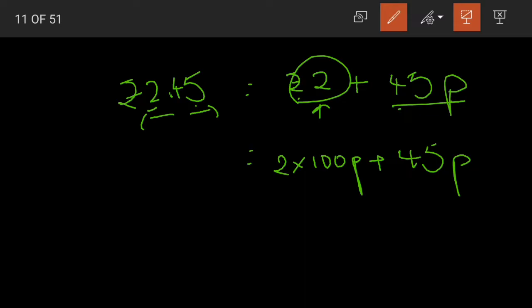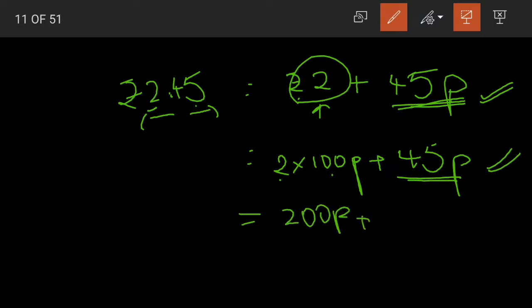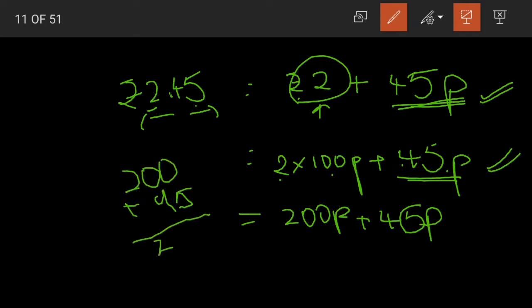Understood, children? Suppose you have a pencil that is already sharpened, it has a nice sharp edge. Now will you sharpen it again? No, right? In the same way, here 45 is already in paise, so we need not convert it again into paise. We will leave it as it is. 2 into 100 is 200 paise plus 45 paise. When we add these two together, 200 plus 45, we'll get 245.